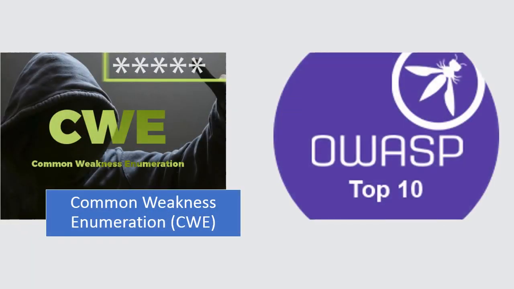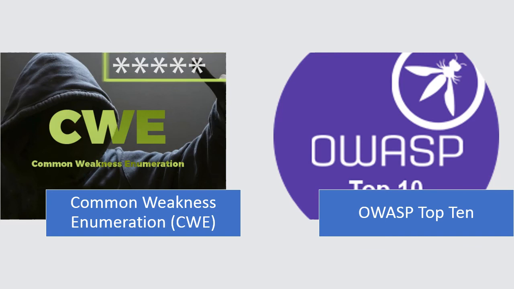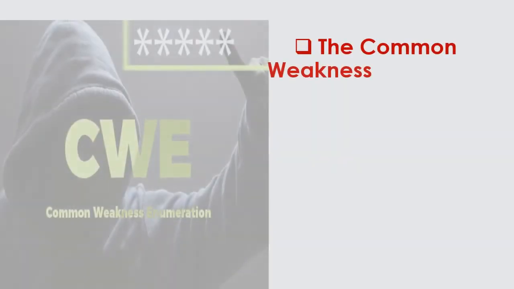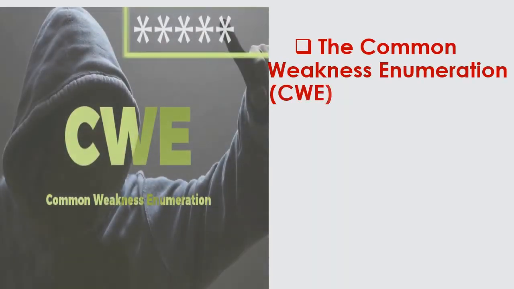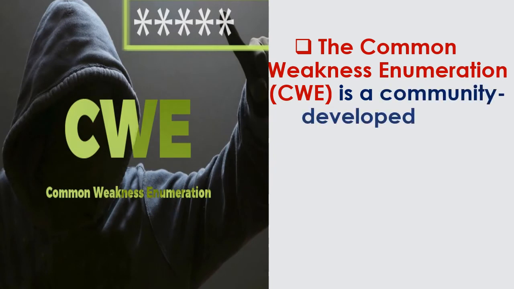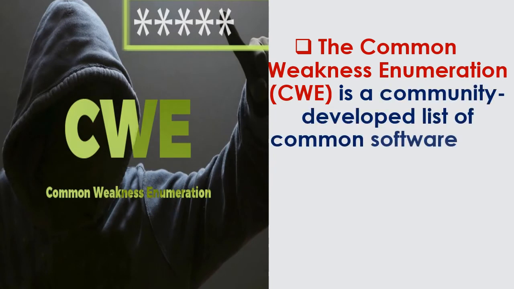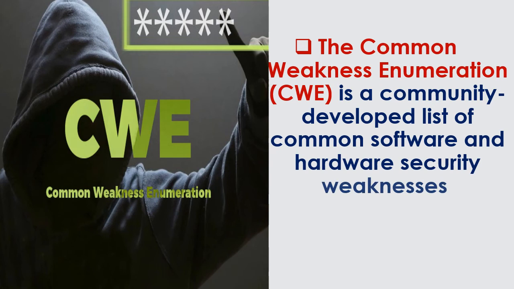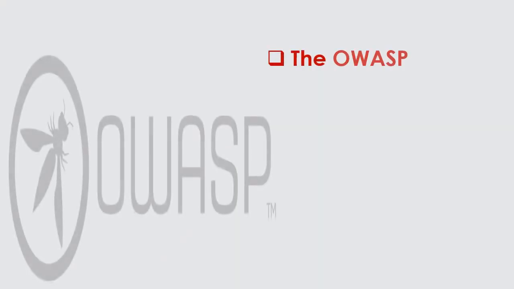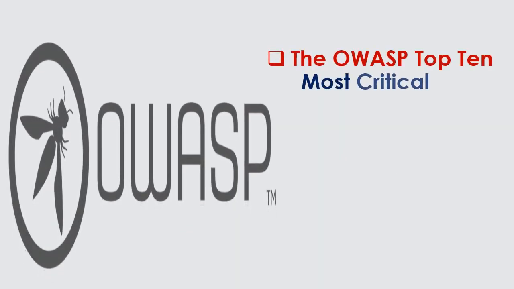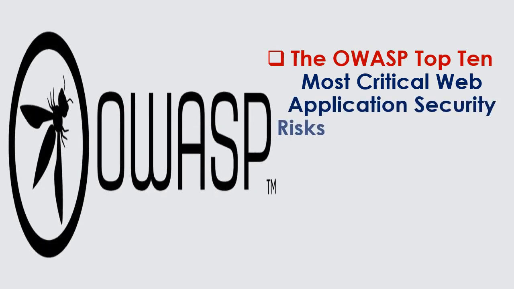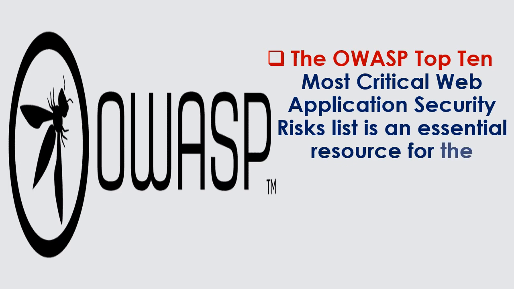Common weakness enumeration and OWASP top 10. The common weakness enumeration is a community-developed list of common software and hardware security weaknesses. The OWASP top 10 most critical web application security risks list is an essential resource for the security practitioner.